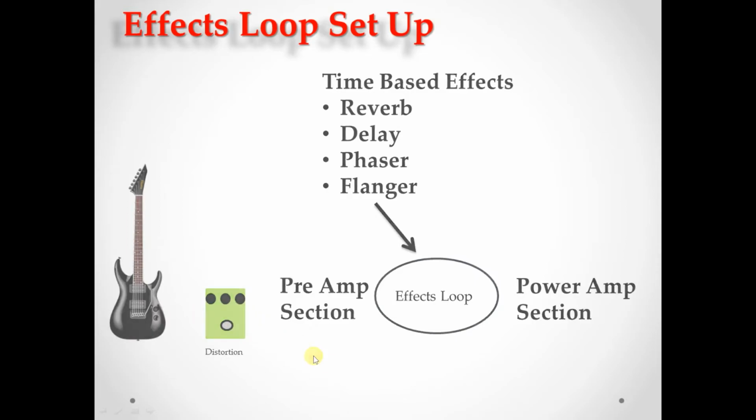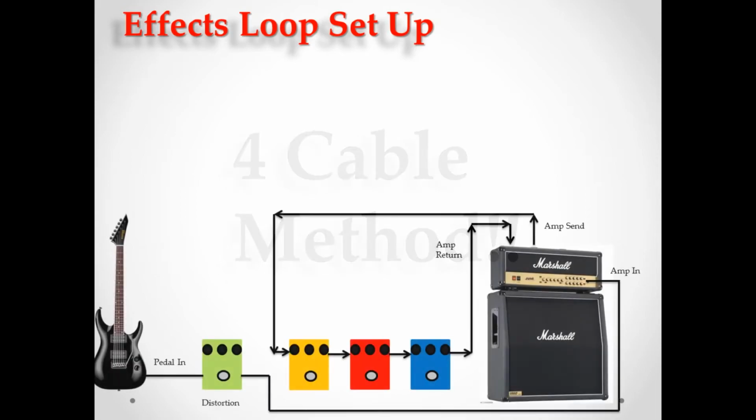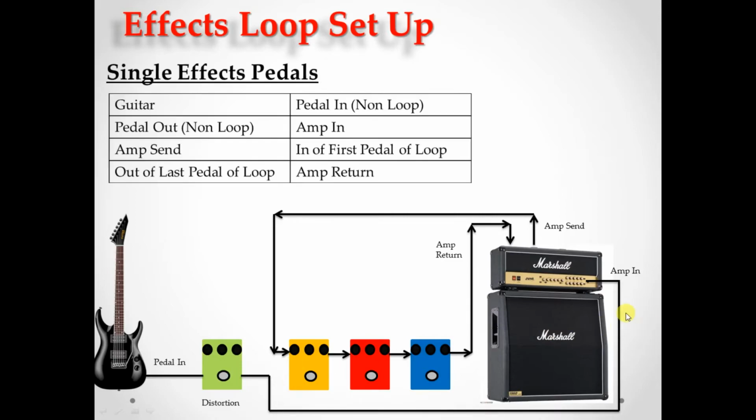To properly set up the effects loop, we're going to need to use something called the 4-cable method. This will require 4 instrument cables to set up properly. To set up the 4-cable method for single pedals, we need to set it up like this. We have our guitar, which goes into the in of the first pedal that is not in the loop. From there, the output of that goes into the amp input. Our amp send goes into the first pedal of our loop. And then the last pedal of our loop goes into the amp return.